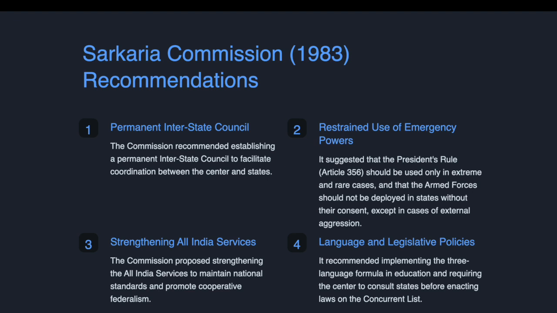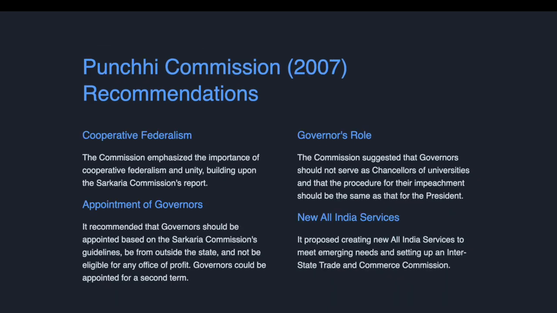Commission which gave certain recommendations which are important. The first recommendation was establishing a permanent interstate council to facilitate coordination between the center and states. The second was that President's rule, Article 356, should be used only in extreme and rare cases, and that the armed forces should not be deployed in states without their consent except in cases of external aggression. The third is strengthening all India services. The commission proposed strengthening the all India services to maintain national standards and promote cooperative federalism. The fourth important provision was that it recommended implementing the three-language formula in education and requiring the center to consult states before enacting laws on the concurrent list.